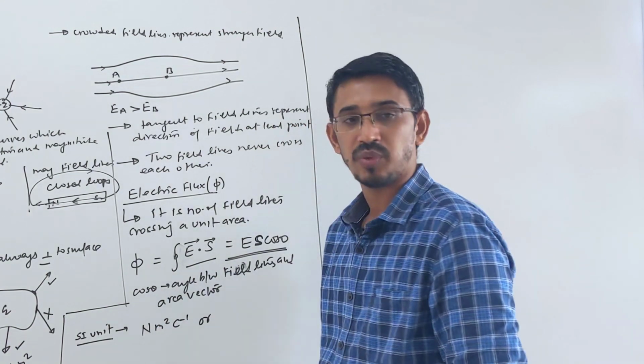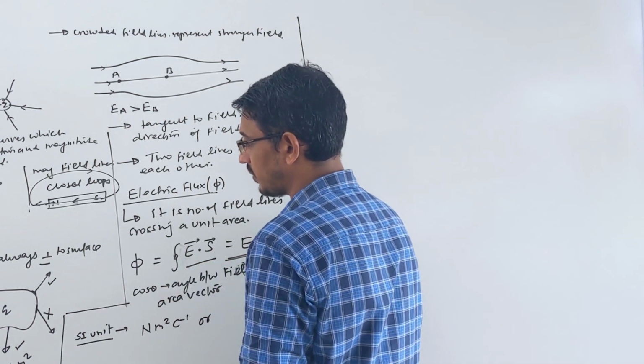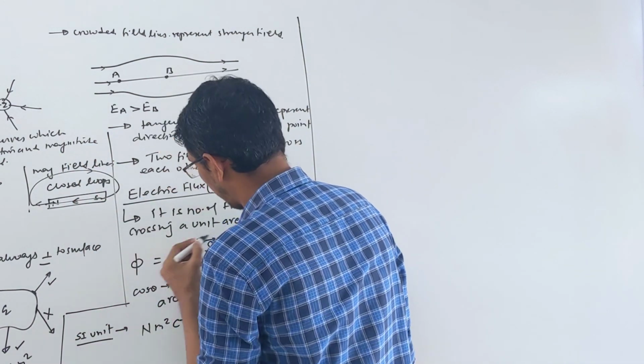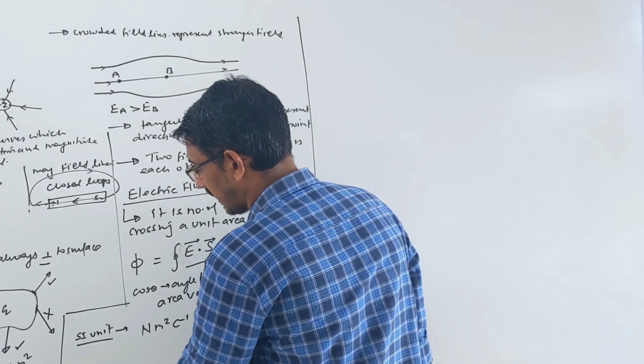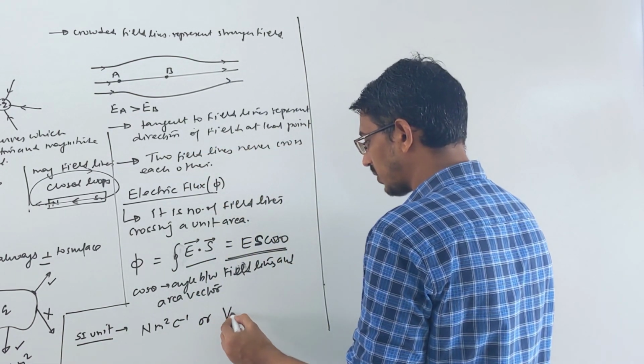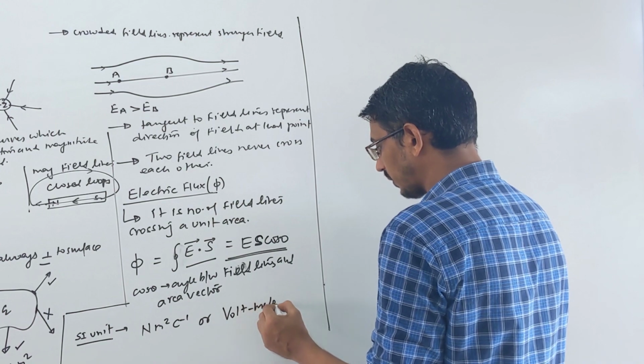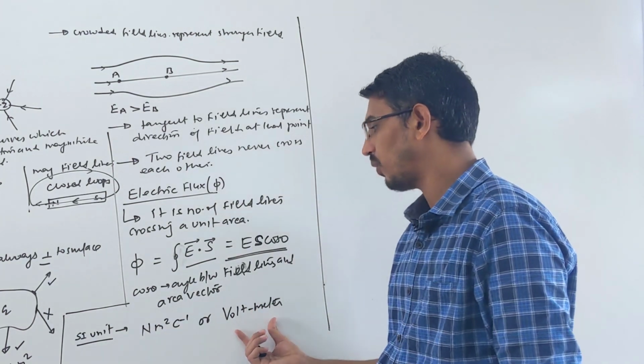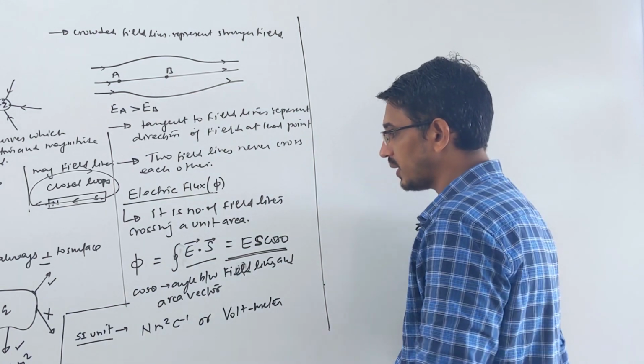Or you can write it in terms of potential also, because electric field is potential by distance, volt by length, into area, meaning meter square, L square. So one L can cancel, and you can also write volt meter. So the 2 units you can write are Newton meter square per coulomb, or volt meter. This is the SI unit.